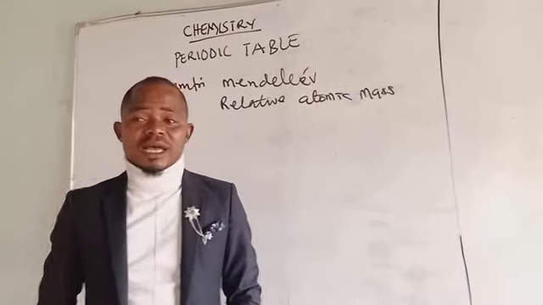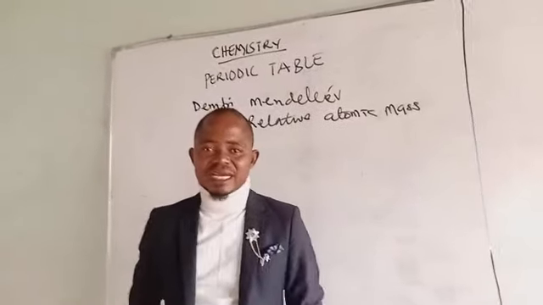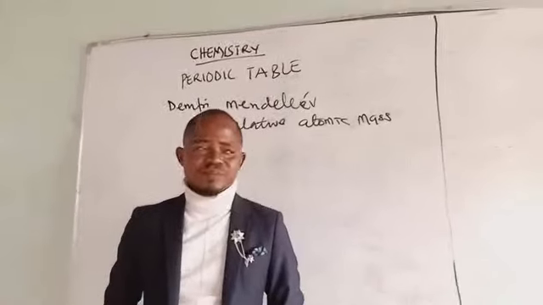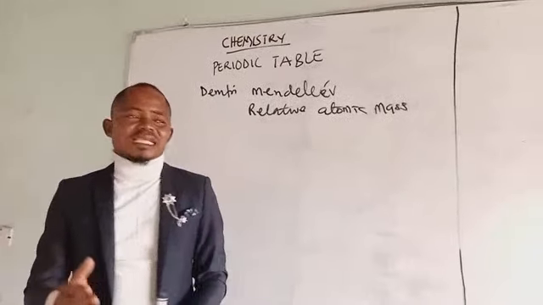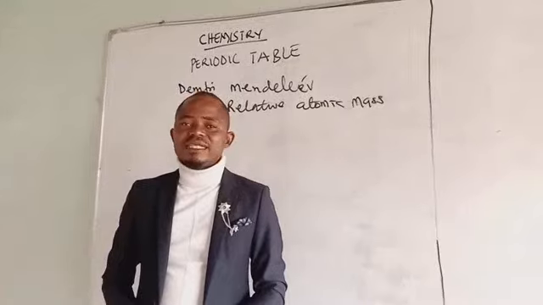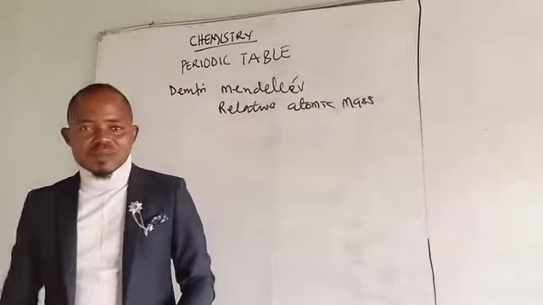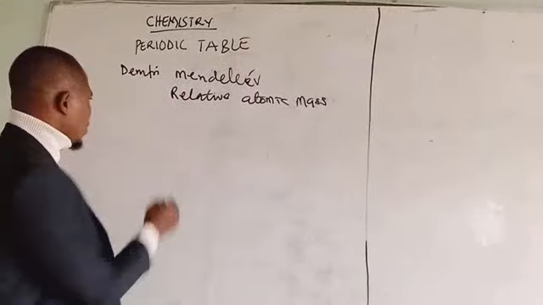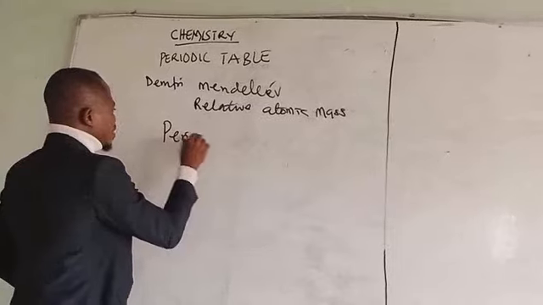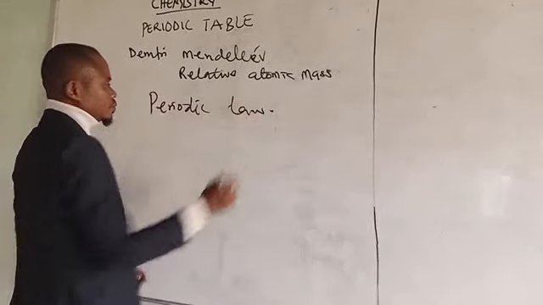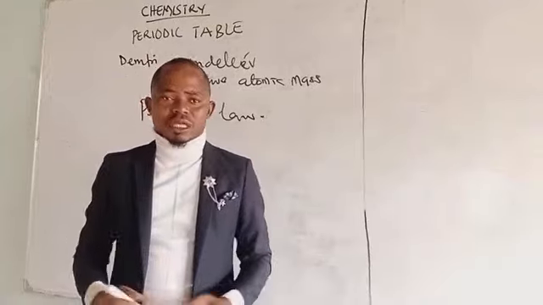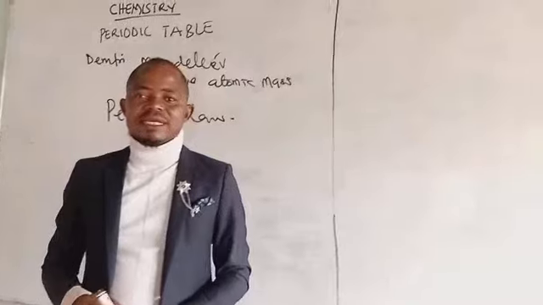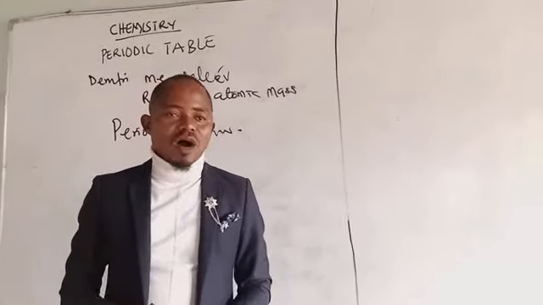One of those elements was germanium. He was able to predict it and it fit in exactly to the gap on the periodic table. We also have scandium and some other elements that were predicted. Now, advances in science and technology brought in the concept of the modern periodic table, which follows what we call the periodic law. Now, what does the periodic law state? The periodic law states that the properties of elements are a periodic function of the atomic number.